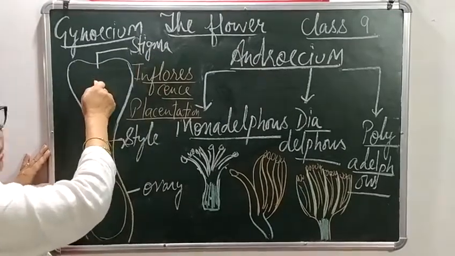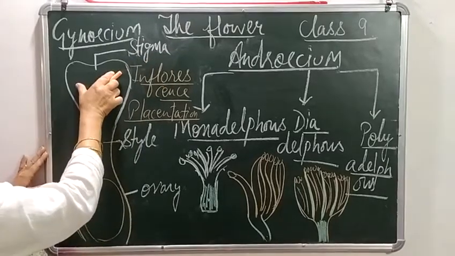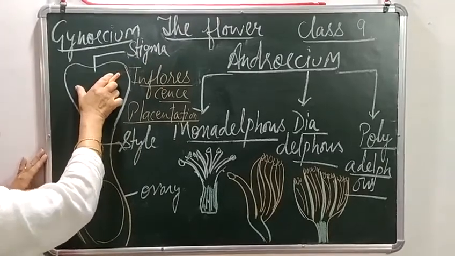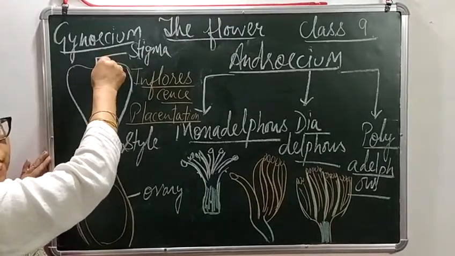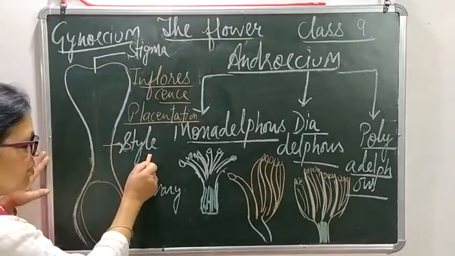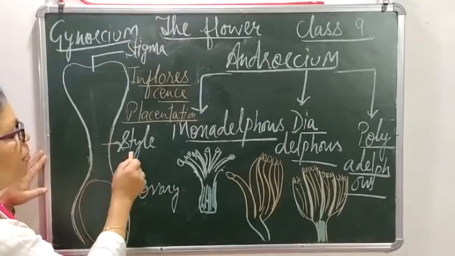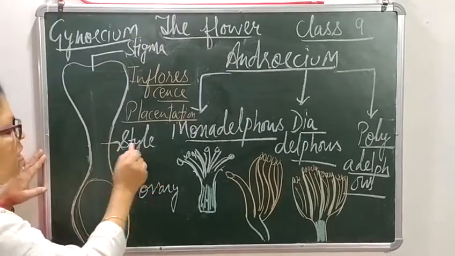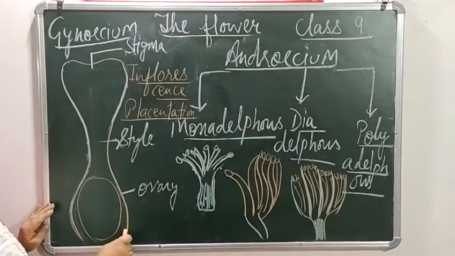It is sticky or feathery. This stigma is the landing place for pollen grains. That means during pollination, these pollen grains land on the top of stigma and then they germinate. Second part is called the style. It is neck-like part of carpel or pistil. This is called a style. The function of style is to connect a stigma and ovary.